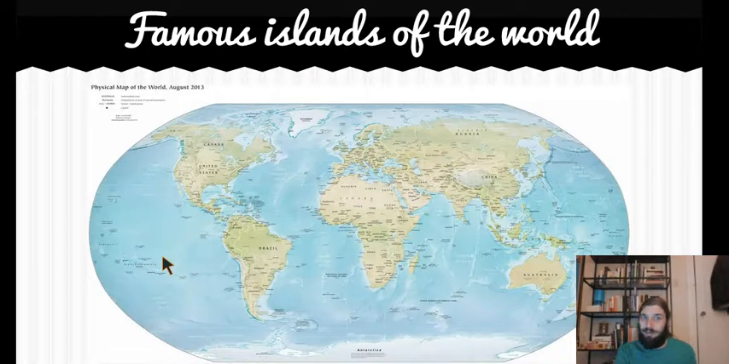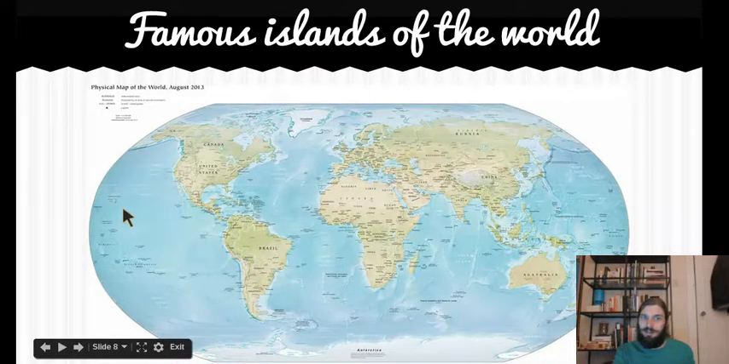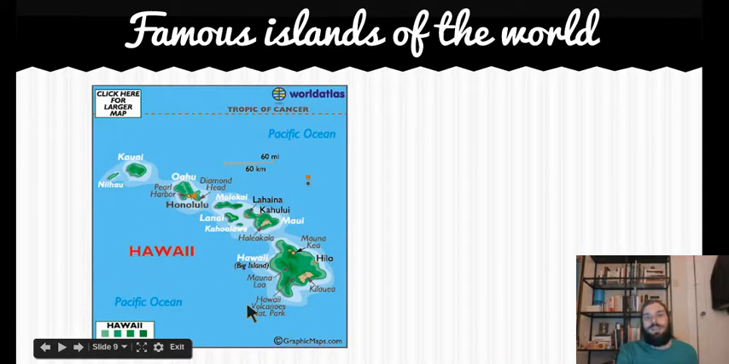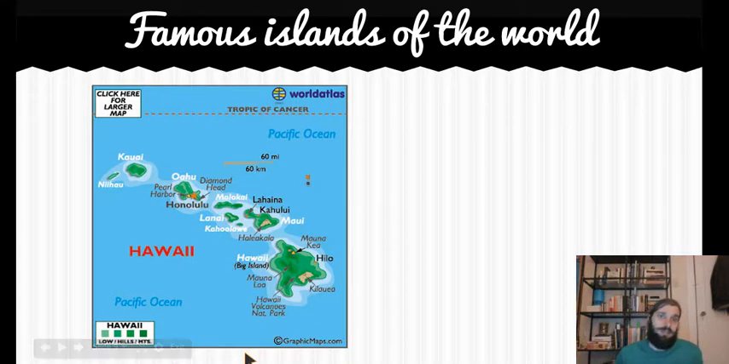Another example of a famous island, let's look over here in the ocean. We see the islands of Hawaii. Now, Hawaii is made up of several different islands, but all the land is completely surrounded by water, and that's what makes it an island, okay? I want you to notice that we have a map that shows us, using colors, how high or low the land is. What kind of map would that be?